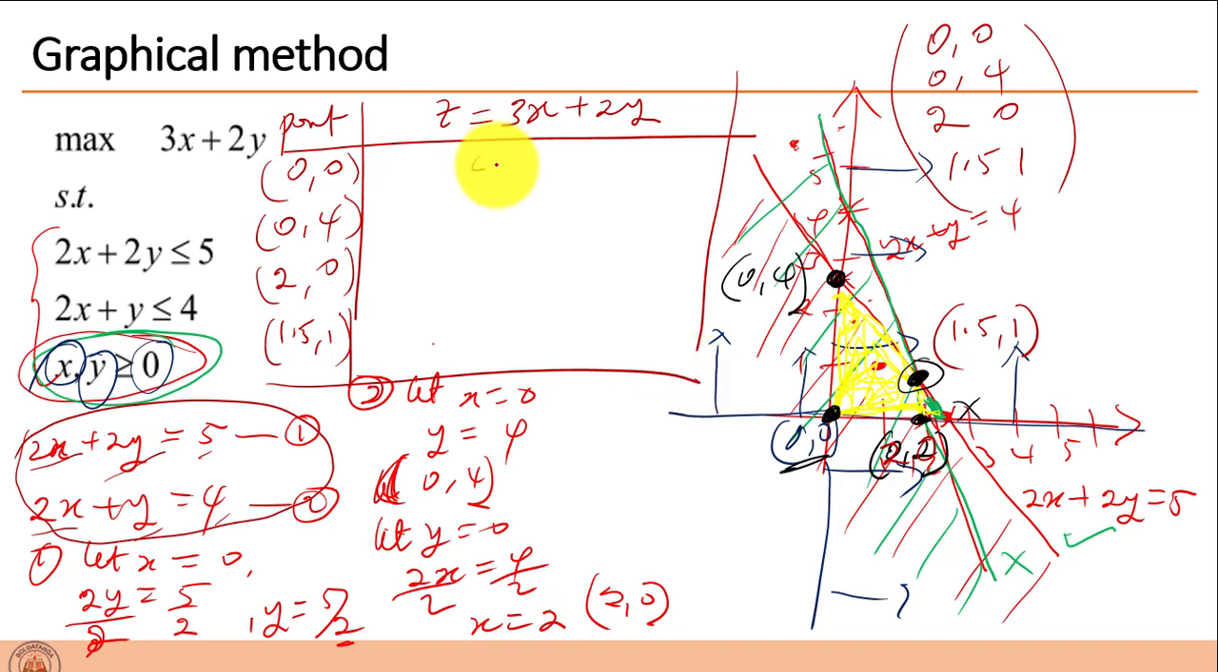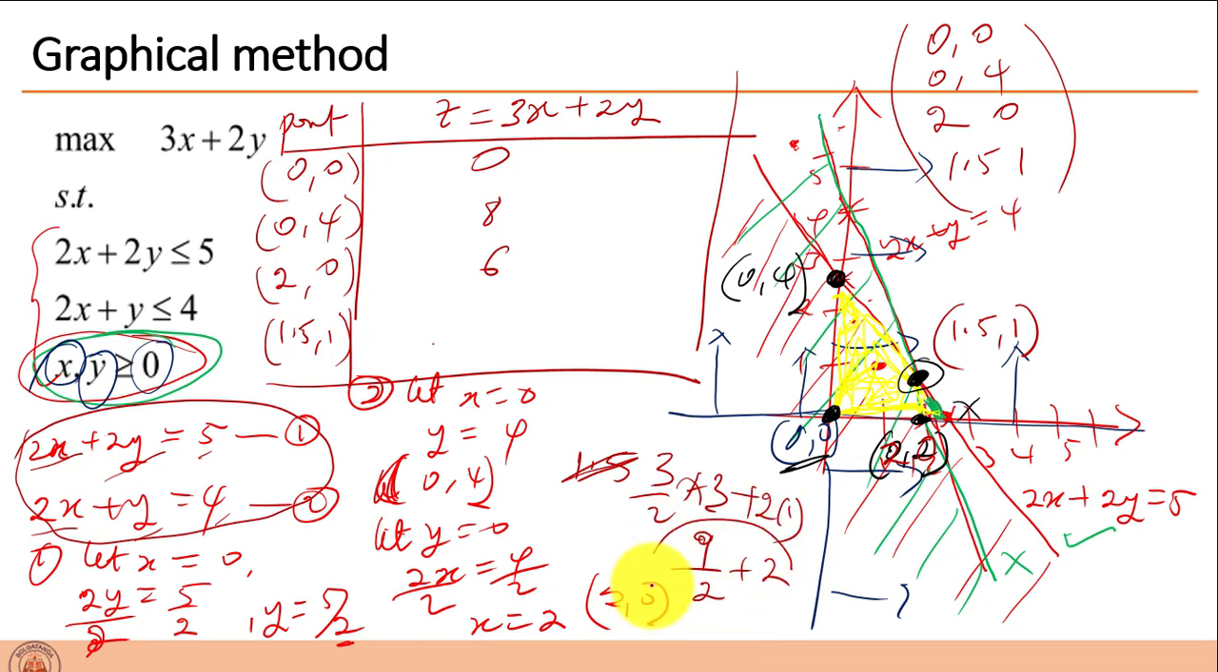Put 0, 0 there, everything is 0 here. If x is equal to 0, then 2 multiplied by 4 will give us 8. If y is equal to 0, then 3 multiplied by 2 will give us 6. Here comes the last one. So 1.5, that is 3 over 2, multiplied by 3, plus 2 multiplied by 1. So we are going to have 9 divided by 2 plus 2. Find your LCM here.